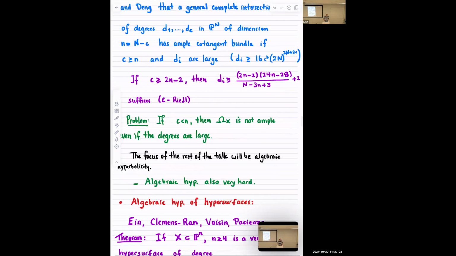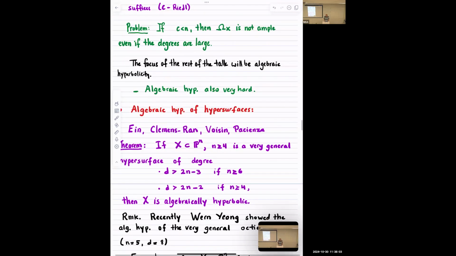But the kind of questions that we are interested in have to do with hypersurfaces, and the problem with hypersurfaces, or more generally complete intersections whose codimension is less than its dimension, is that those will never have Omega_X ample. So you can't use this kind of argumentation. But let me say that the focus of the rest of this talk will be entirely on algebraic hyperbolicity. Just like hyperbolicity, deciding algebraic hyperbolicity is also very hard, but it's slightly easier. All right, so let's talk about algebraic hyperbolicity of surfaces.